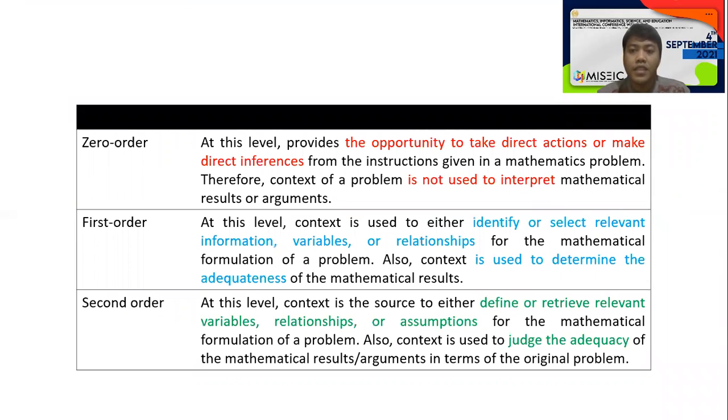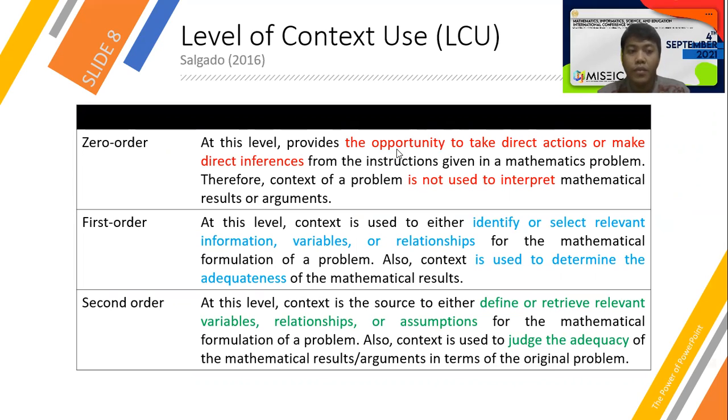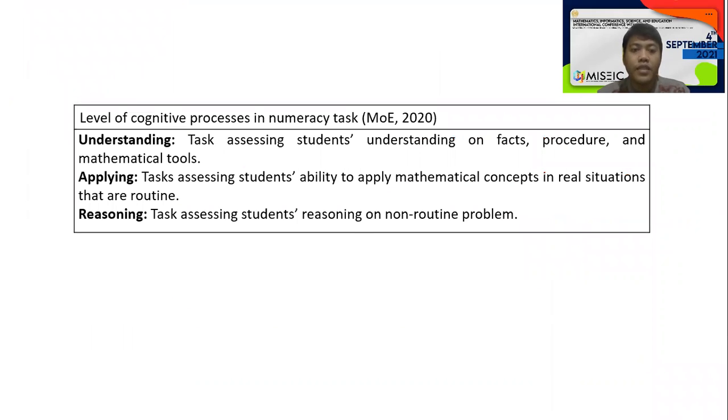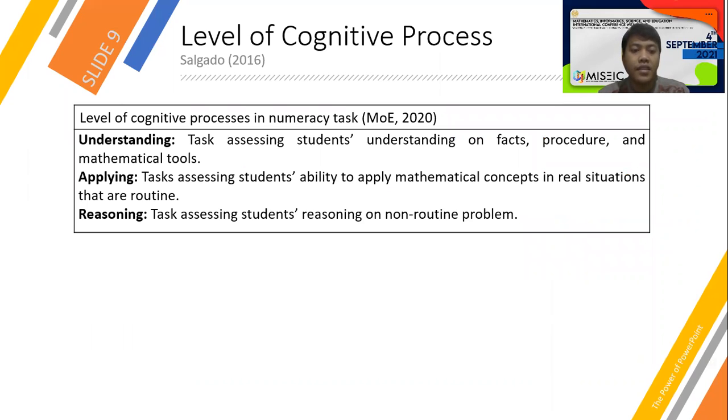For theoretical perspectives, we use the 3 levels of context use, known as the level of context use for mathematical problems, from 0 order to 1st order and 2nd order. It represents the levels of mathematization. And for the level of cognitive processes, we use the framework proposed by the Ministry of Education of Indonesia documents in 2020, which categorizes numeracy problems into 3 levels: understanding tasks, applying tasks, and reasoning tasks.